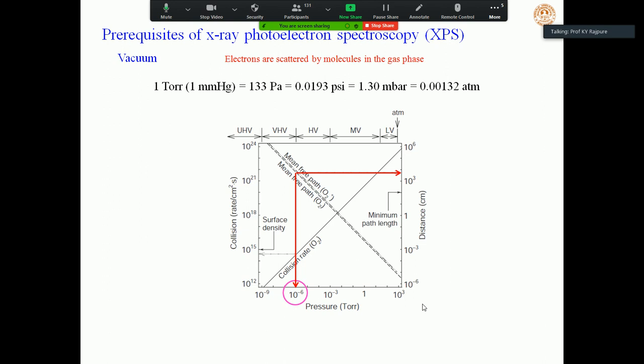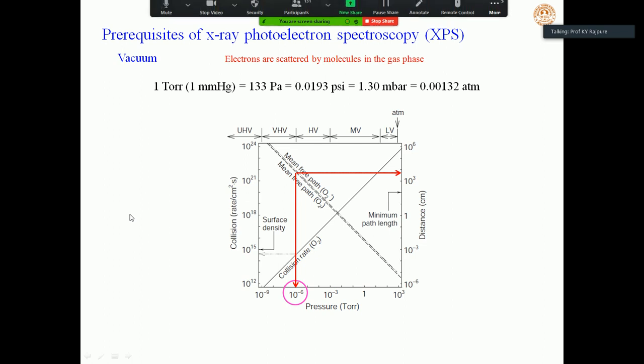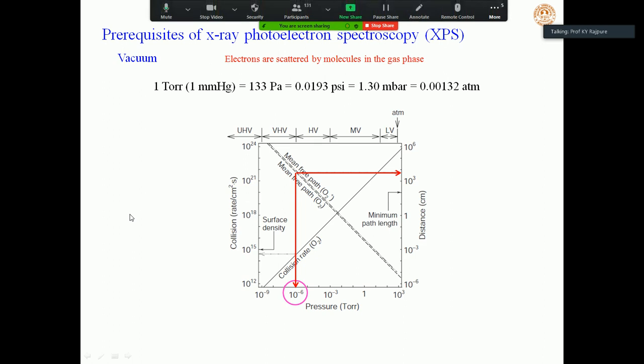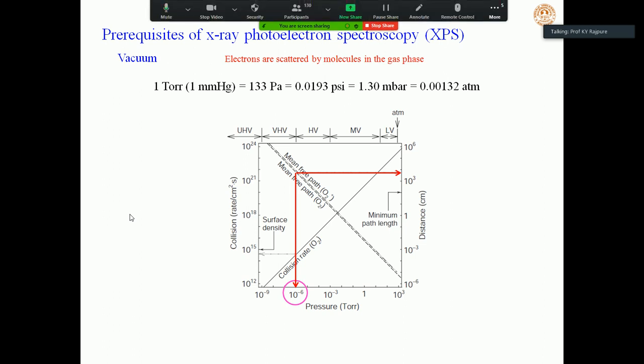And how to do that? Create a vacuum. How much vacuum do we need to create? Of course, in my other lectures I have calculations where we can relate the mean free path with the pressure. Mean free path is inversely proportional to pressure. So if you decrease pressure, the mean free path will increase. What after all is the mean free path? Mean free path is the average distance between two successive collisions of the electron.